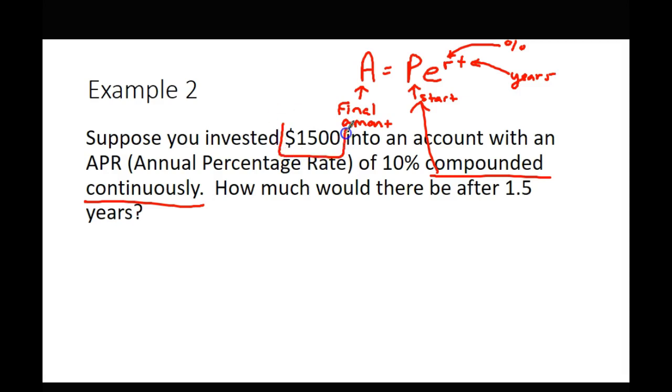Where am I going to put the 1500 at? What you input like 7-1. No, I'll tell you how to deal with that in a second. But for now, where does the 1500 go? P. Then we're going to put E. And what's my R value? 0.1, right? Don't forget to change it to a decimal. And how many years?